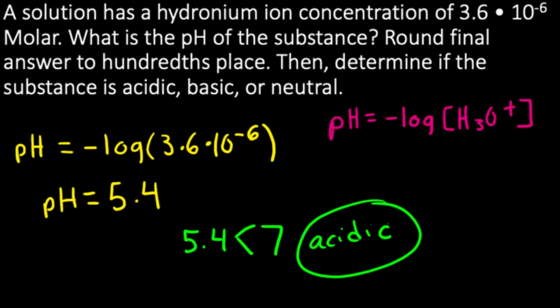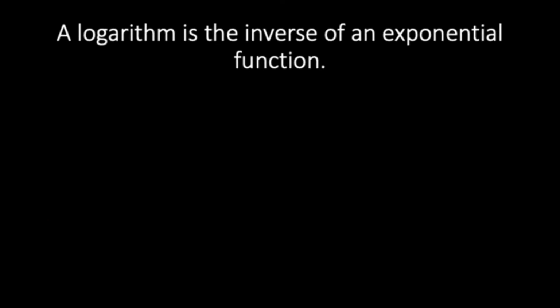So now we're going to look at solving for the concentration of hydronium ions when given a solution's pH. Before we can do this, however, it is important to actually understand what a logarithm means. So let's take a moment to look at that. A logarithm is the inverse of an exponential function. So let's say we have the function a to the x power equals y. Now you can write this in logarithmic form.